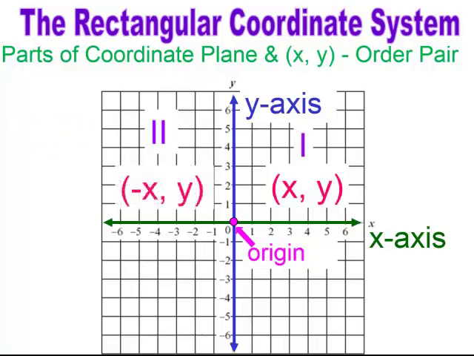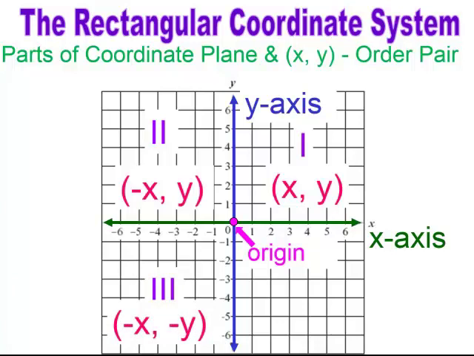The second quadrant, and we go counterclockwise, is going to have a negative x value, because look at the x-axis. My x values are negative and the y values are positive. It's going up. In the third quadrant, both my x values and y values are negative. When you look at the axis, you see my x-axis has negative values, my y-axis has negative values. And then lastly, the fourth quadrant, my x values are positive and my y values are negative.